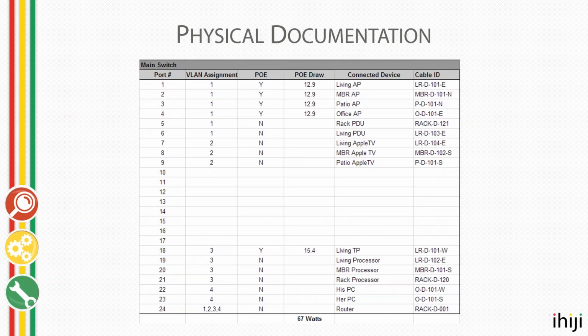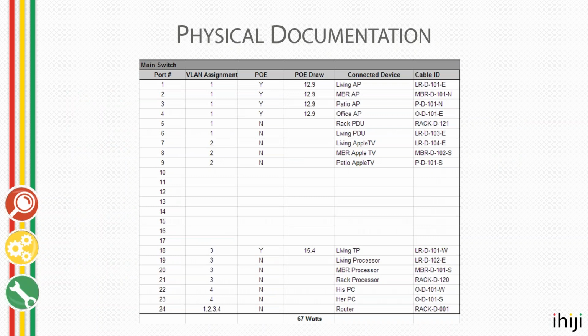If you're getting into VLANing, physical documentation becomes really, really important because a lot of the VLANs are configured on a port-based VLAN configuration, meaning if I plug a device into port 5, that port 5 is assigned to VLAN 1 or VLAN 3. If I plug it into port 8, it may be assigned to VLAN 2. So having the ability to quickly reference that is important.